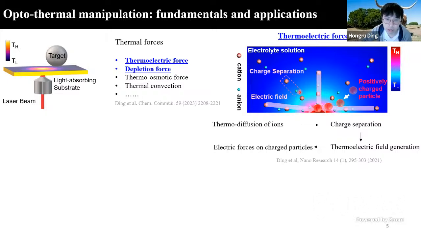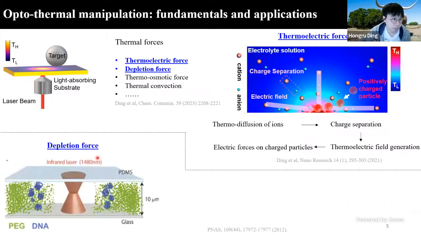And those two ions have different thermal diffusion coefficients. So there exists a small separation, as you can see, marked by this box. If we accumulate all those separations, we can get a thermoelectric field as marked by these pink arrows. The electric field is pointing toward the hot end. Another background information is that most of the colloidal particles are immersed in the liquid. They have surface charge because of the dissociation of surface functional groups. So if the particle has positive charge in such an electric field, the particle will move to the hot end, and that's the origin of the thermoelectric force.